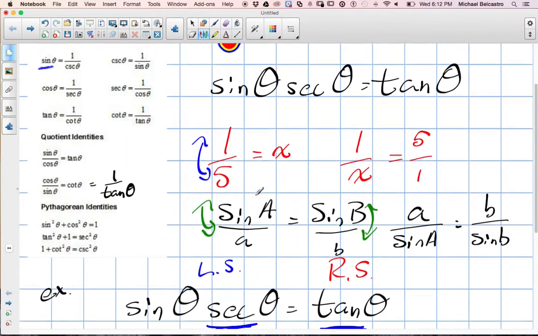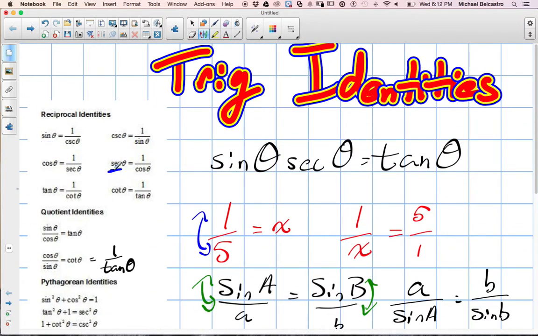The other thing we're working with is secant. Secant can also be written as 1 over cos theta. So let me see if that'll help us, because I'm already starting to think about this quotient identity. I know that tan is actually equal to sine over cos. So I'm going to try to write everything in sine and cos.